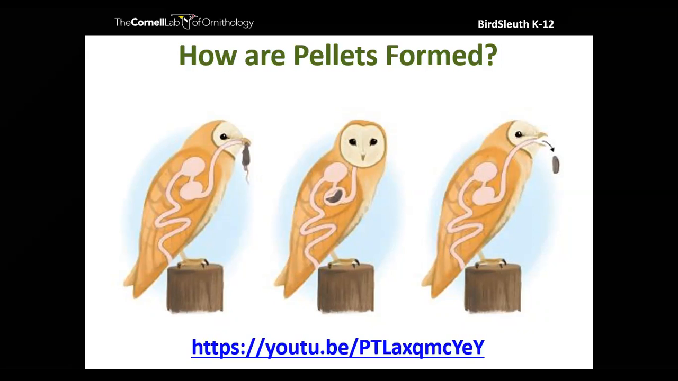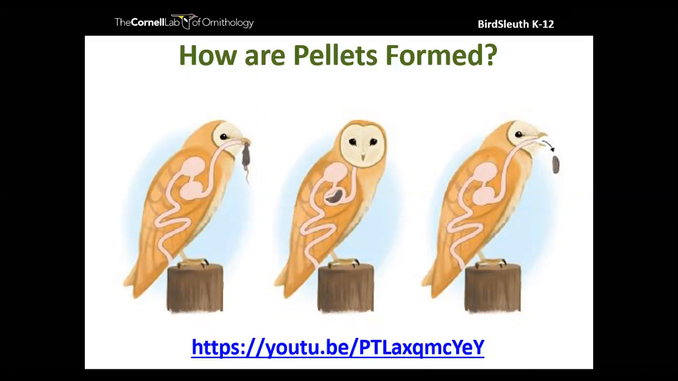This keeps the skeleton from getting broken. Owl stomach juices are also very weak, which means owls can only digest the soft parts of their prey. So the pellets are made of bones, fur, feathers, teeth, even exoskeletons of insects. And it's possible to tell what an owl has eaten because of the pellet. These hard parts are condensed to form the pellet, and the owl coughs that up or regurgitates it.